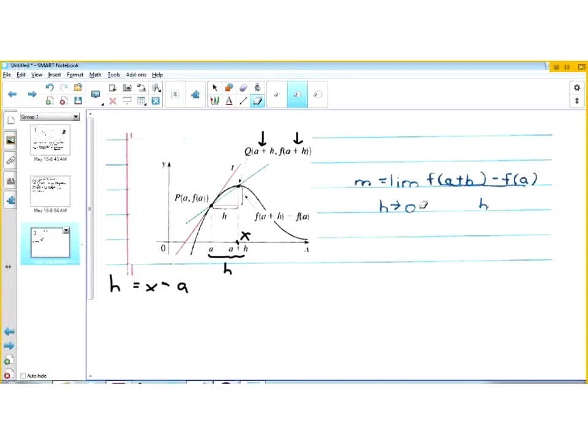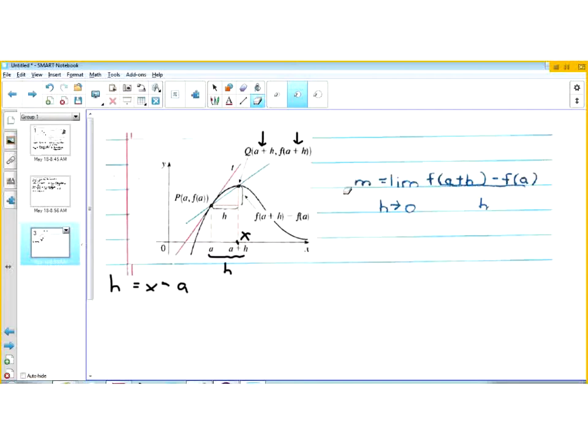And then when we tack on the limit and we drive h toward 0, then we get the slope of the tangent line, which is red. So the limit as the denominator approaches 0 of the difference quotient of a function will be the slope of the tangent line at x equals a. A very, very important result.